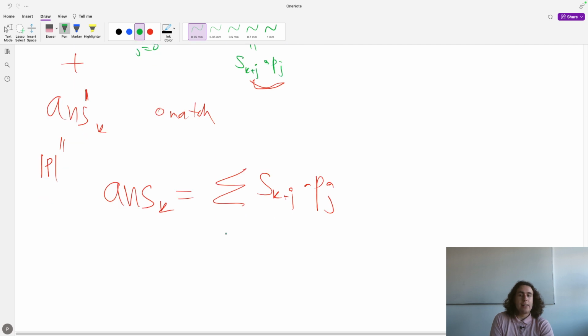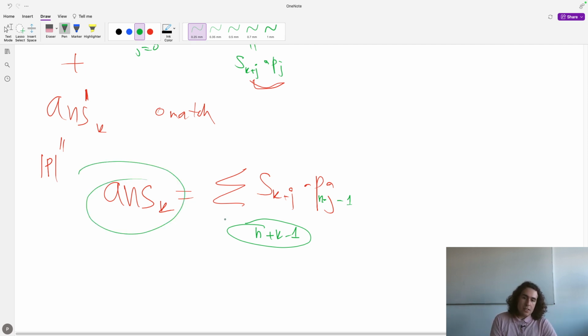Let's just reverse the array P, right? If we reverse the array P, then index J is going to become like n minus J minus 1. And then their sum is n plus K minus 1. So if we reverse the second string and convolve them, then answer K is going to be stored in the convolution at index n plus K minus 1. So if we reverse the string P, now instead of subtracting two indices, we can add two indices. That's simple.